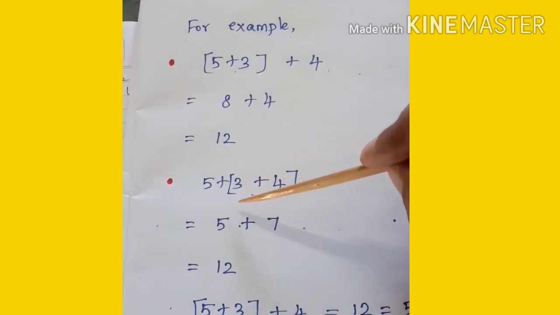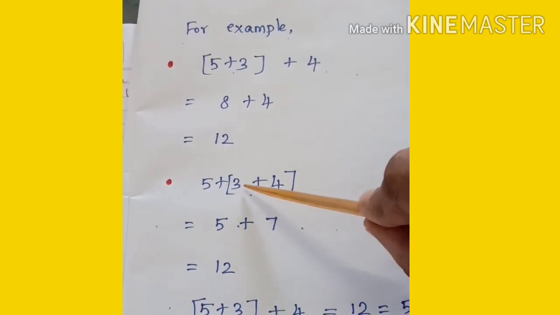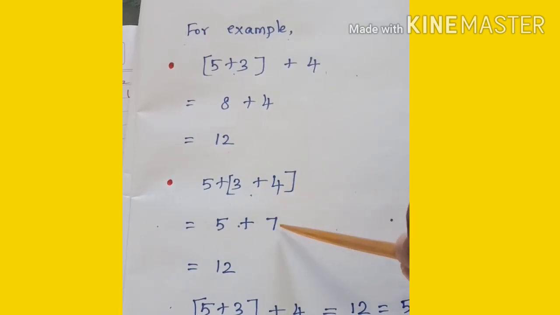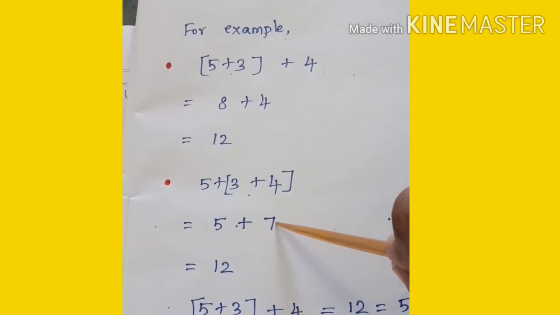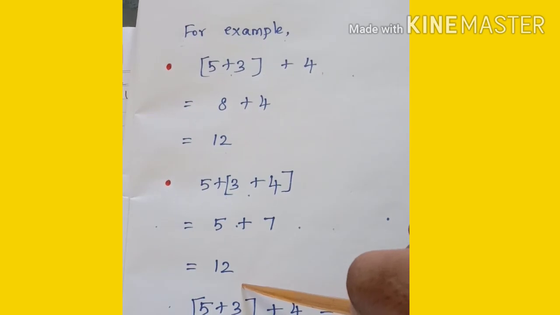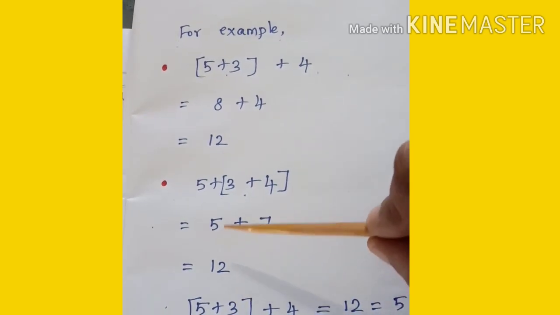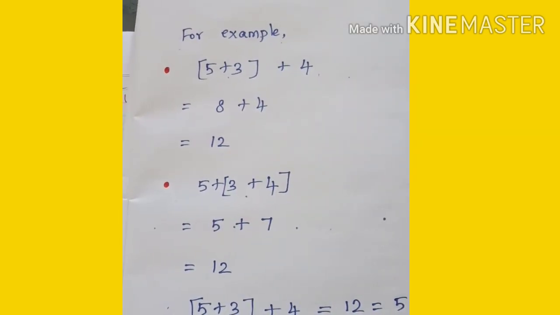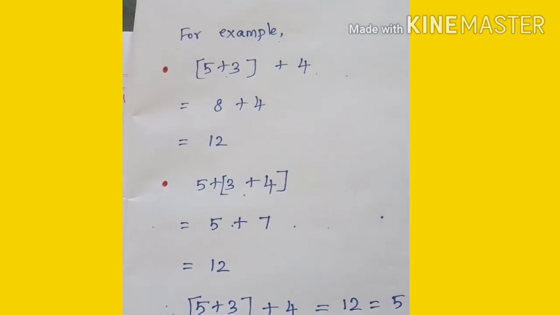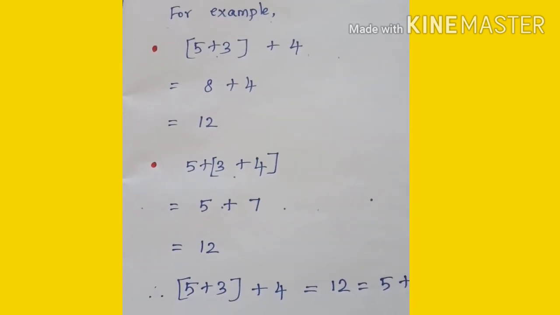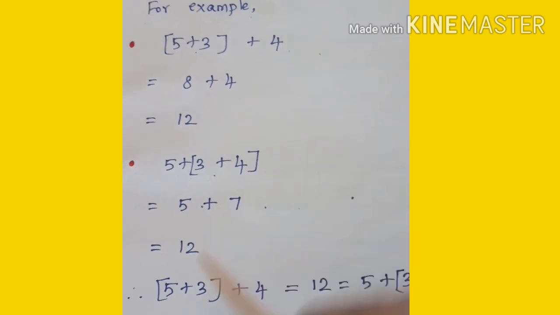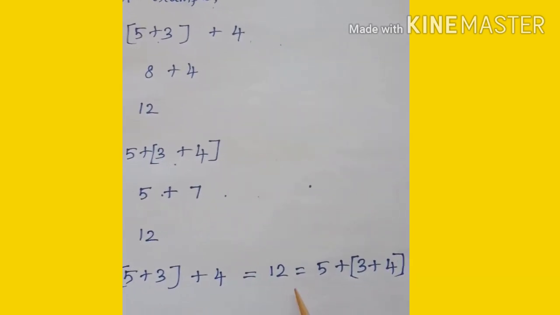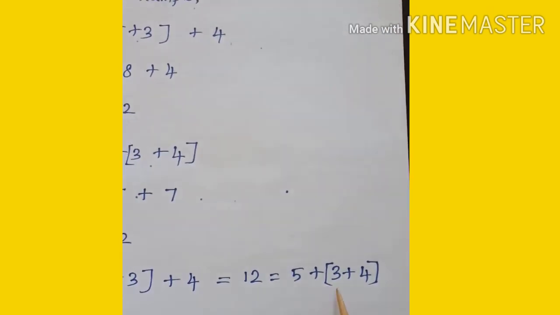Again 5 plus 3 plus 4. When we add 3 plus 4 first, we get 7. Adding 7 with 5 is 12. This answer does not change even if we group like this. Therefore, (5 plus 3) plus 4 is equal to 12, equal to 5 plus (3 plus 4).